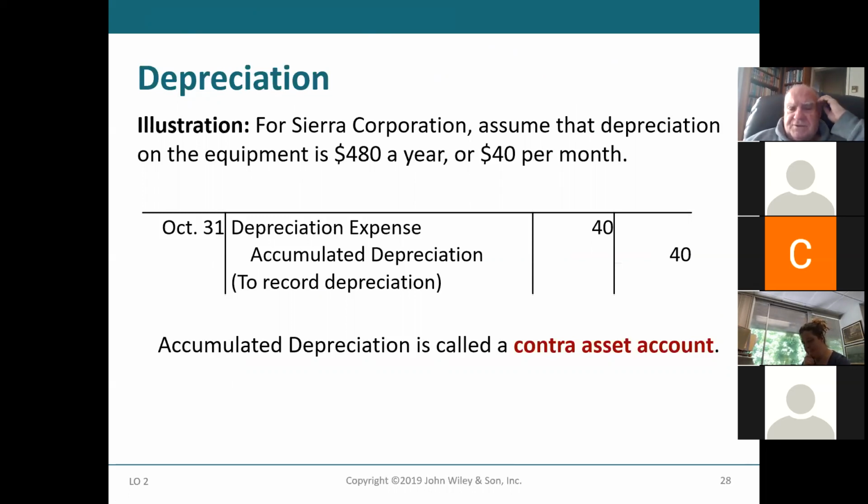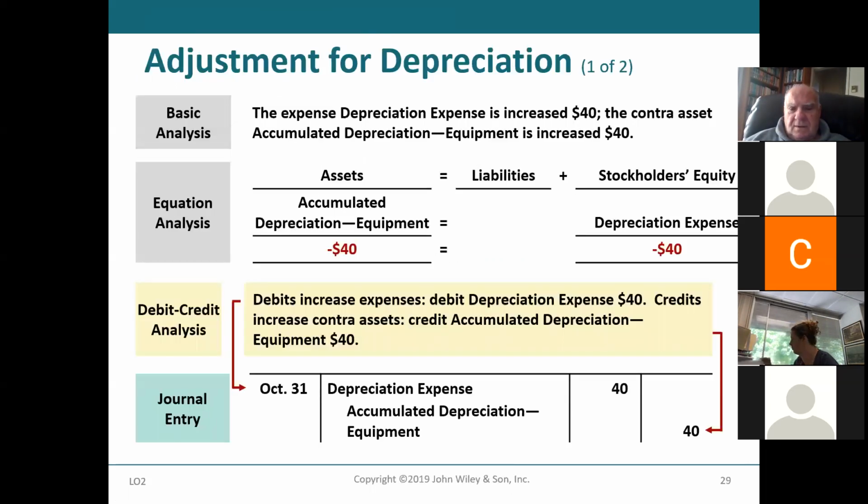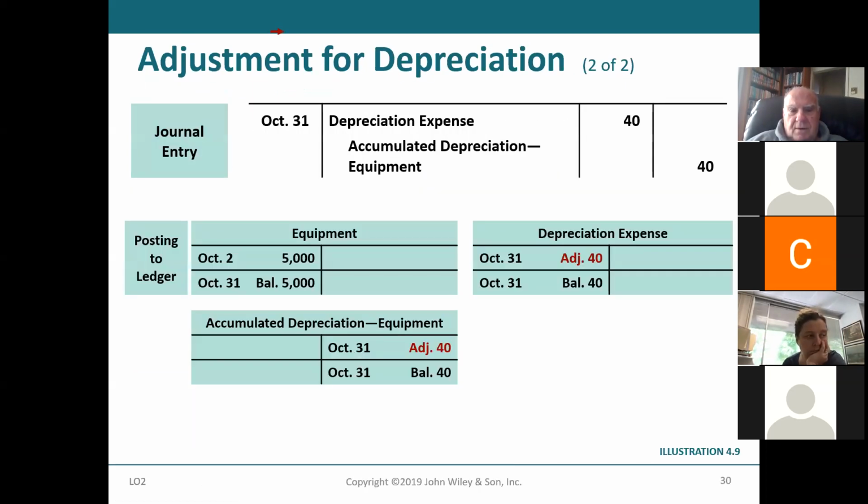That's why I say that this is an easy journal entry, because it's always the same. It's always a debit to depreciation expense and always a credit to accumulated depreciation. And we'll take another look at it here. The depreciation expense is debited, accumulated depreciation is credited. And here they're showing it in terms of the general ledger.